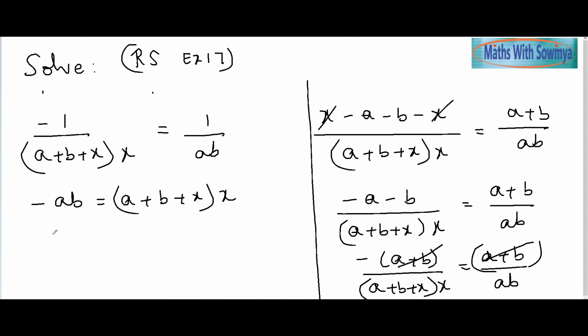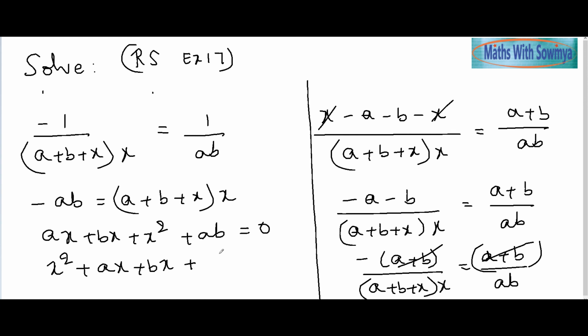We will reach this particular one. So taking this here, this can be written as multiply this: ax plus bx plus x square. This side we bring this one plus ab. This is equal to 0. So I will write x square plus ax plus bx plus ab. This is equal to 0.